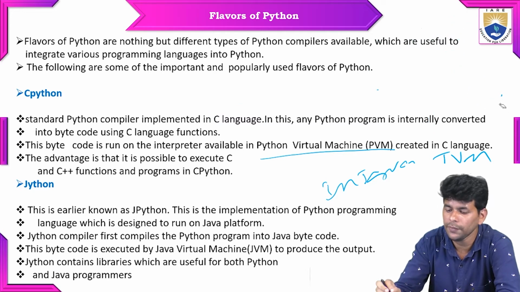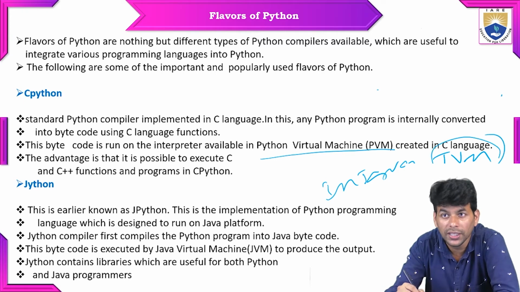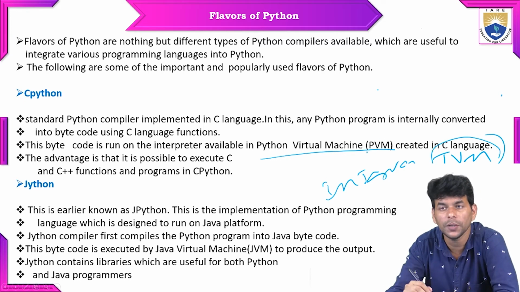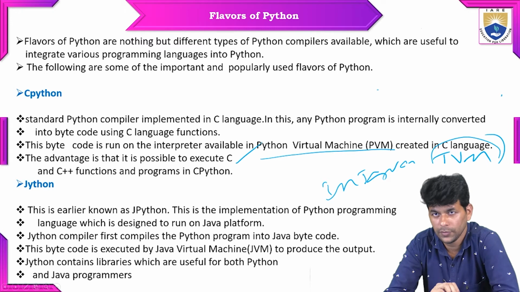So in Java, what are we having? In Java we have the JVM, meaning Java Virtual Machine. In Python, what do we have? The Python Virtual Machine. But this Python virtual machine is implemented using C.